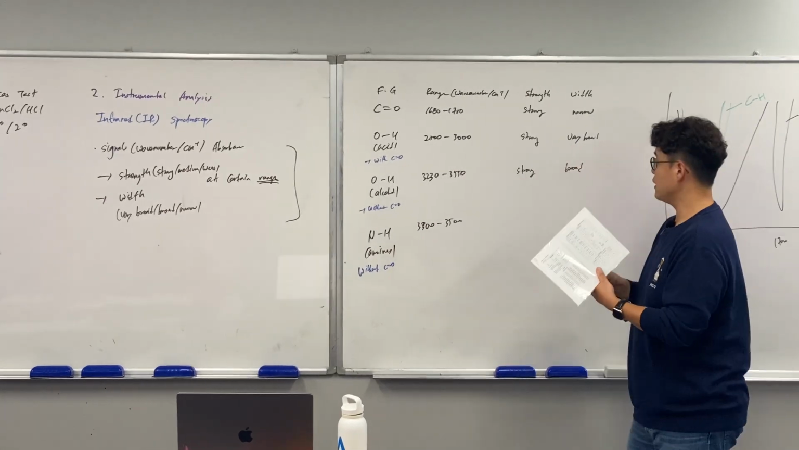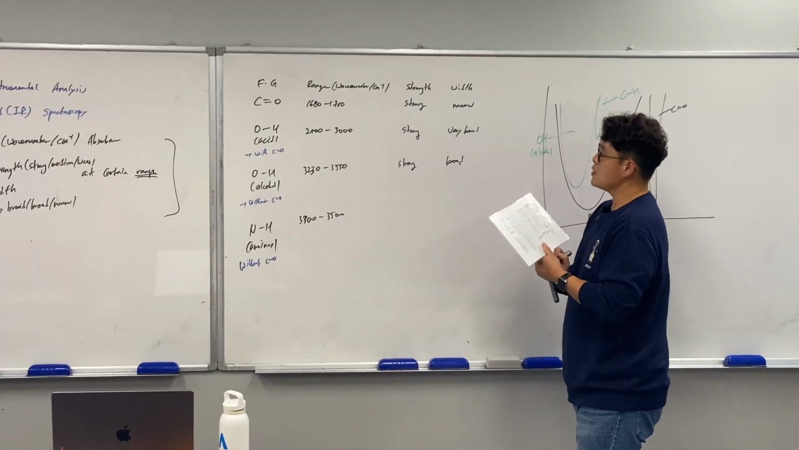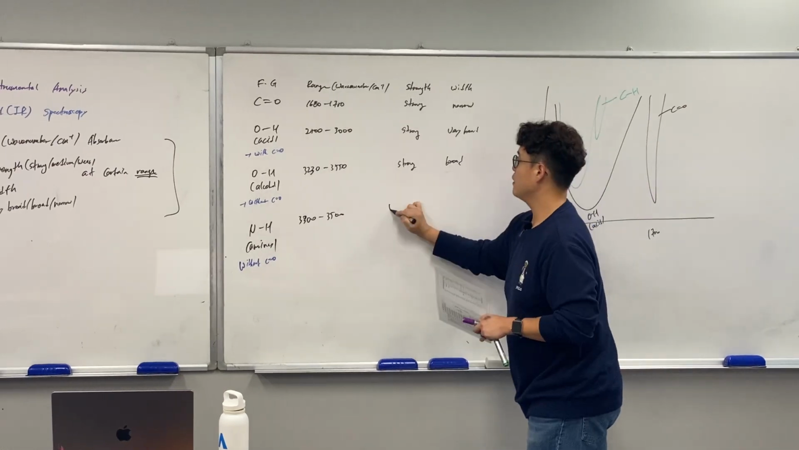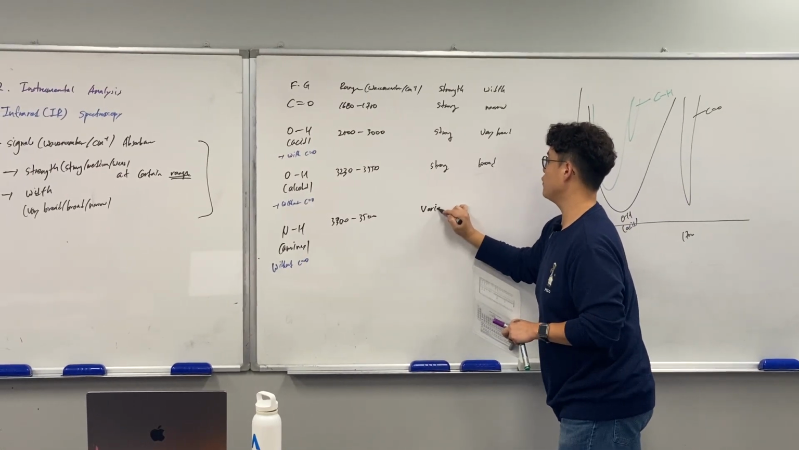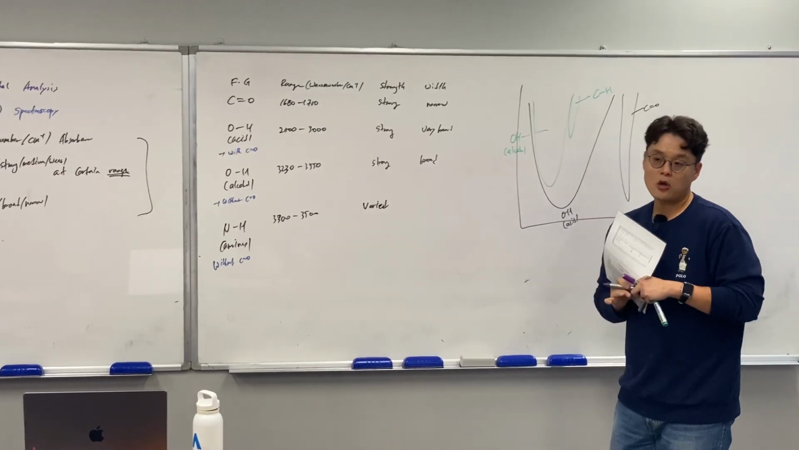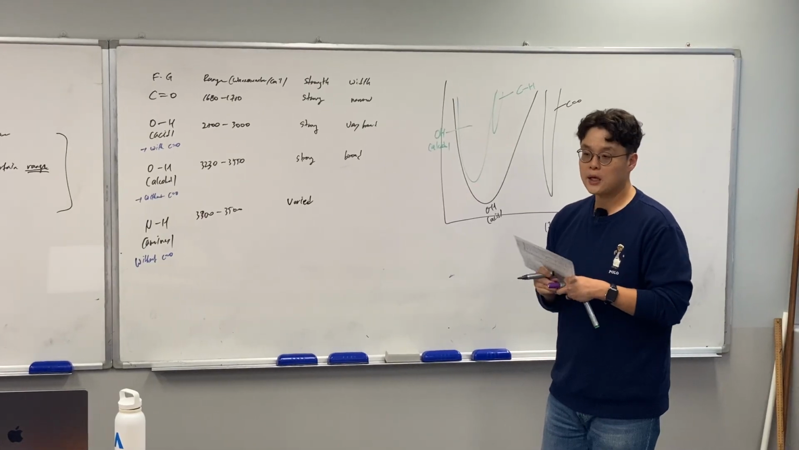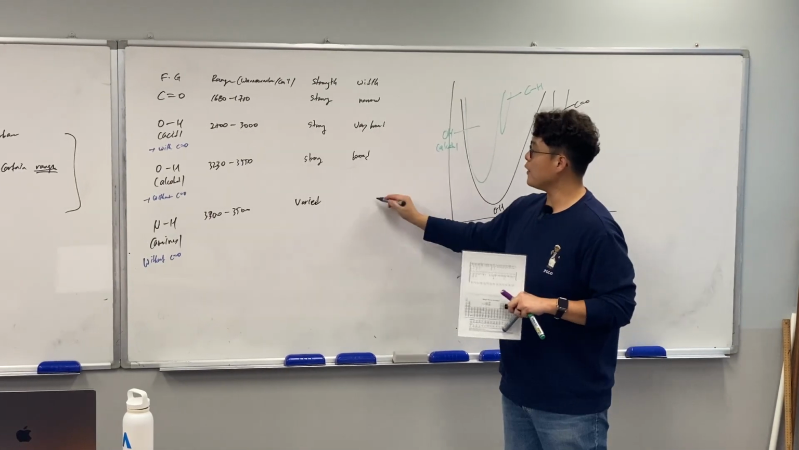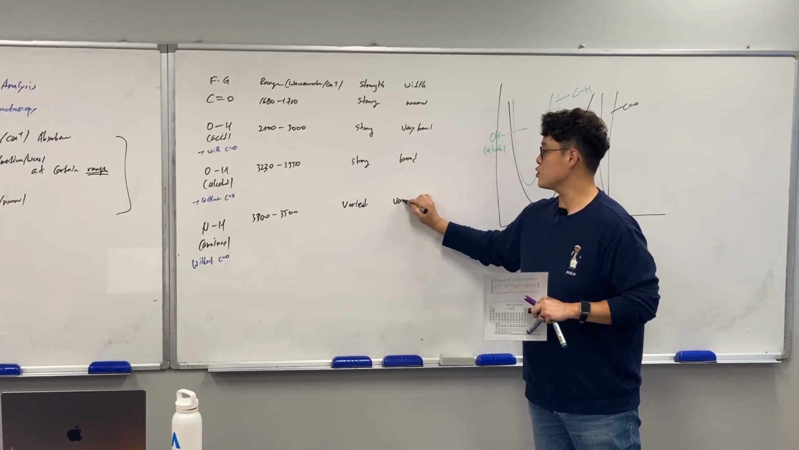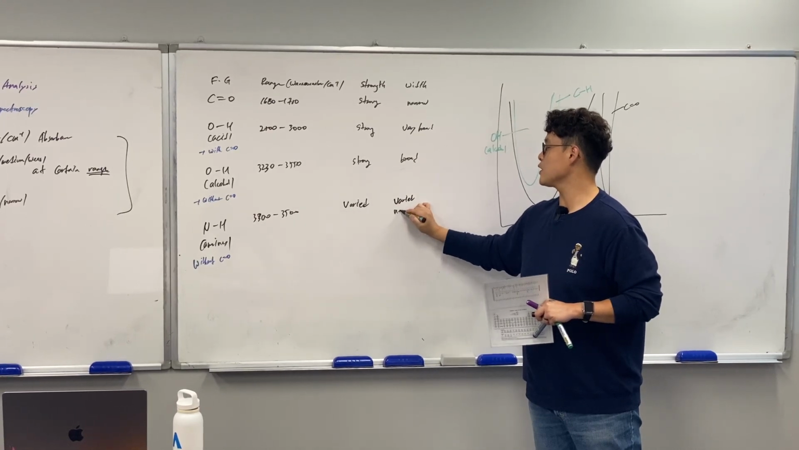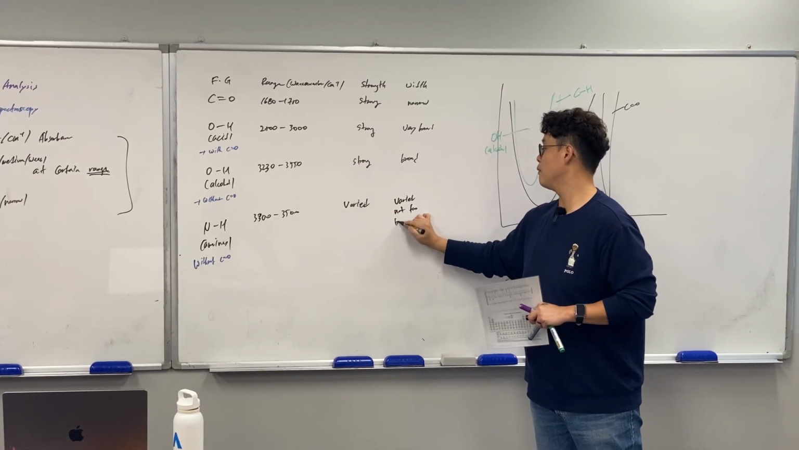Without the carbonyl like this, the signals could be varied. Strengths could be varied for the NH there. It could be strong, it could be medium, it could be weak, it doesn't really matter. And the width would be varied as well, but not too broad.